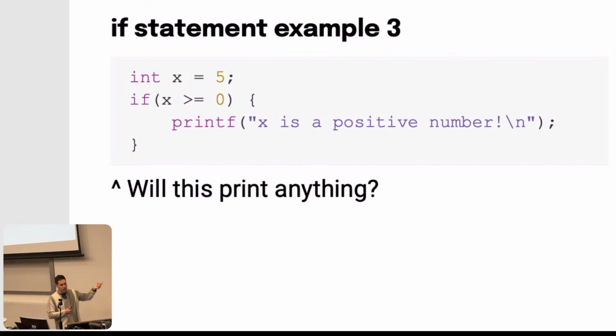So if x is greater than or equal to 0, and we know it is because x is 5, that will simmer down. I don't know why I'm so big on the chef analogies. In fact, the correct term is reduced down to true. And then if true, we do the block.